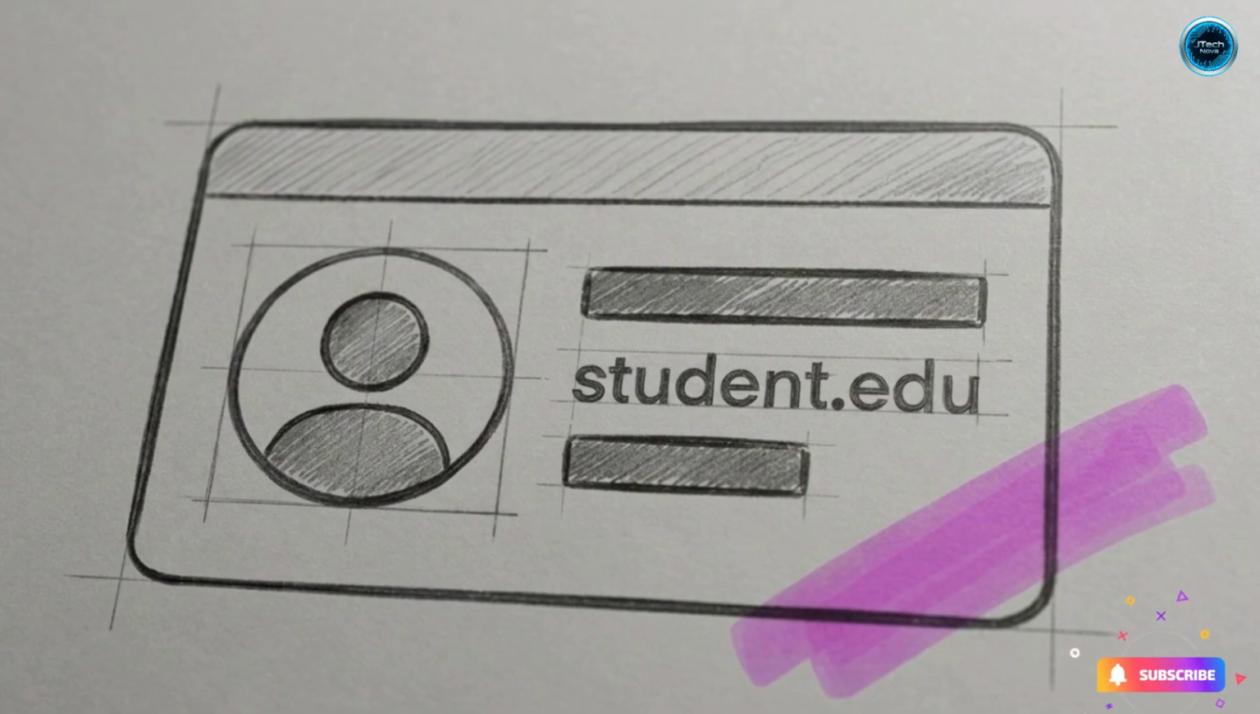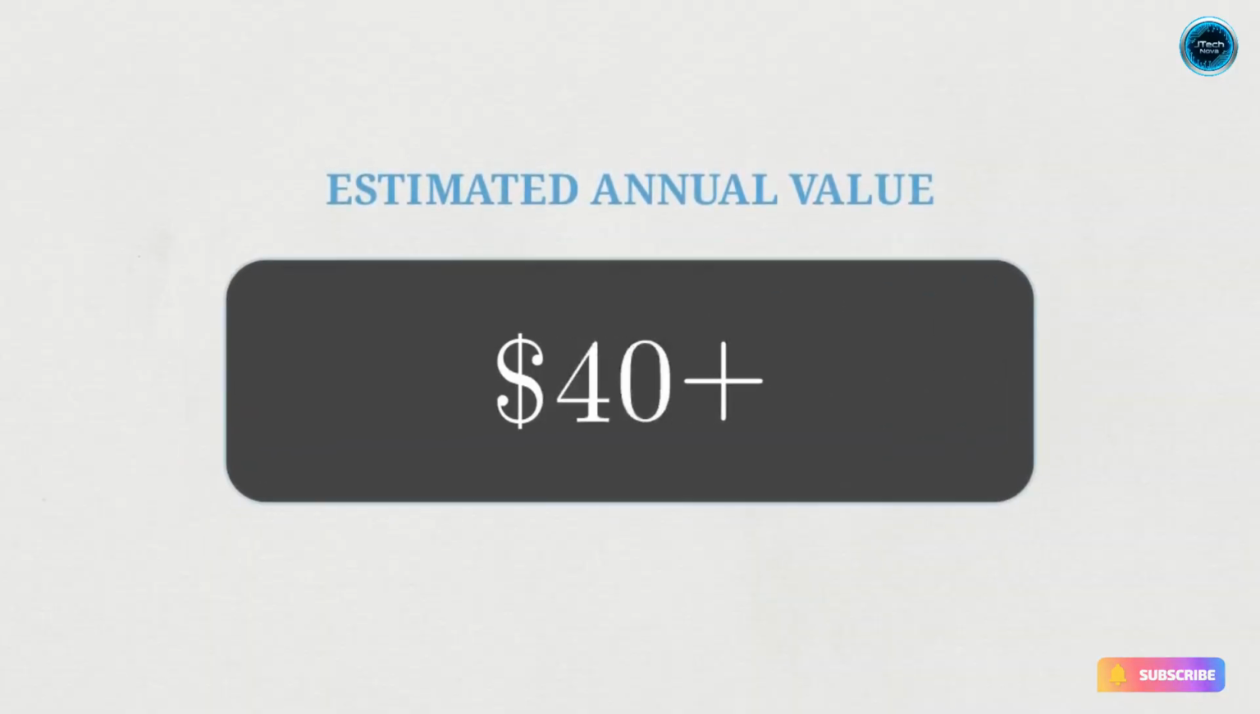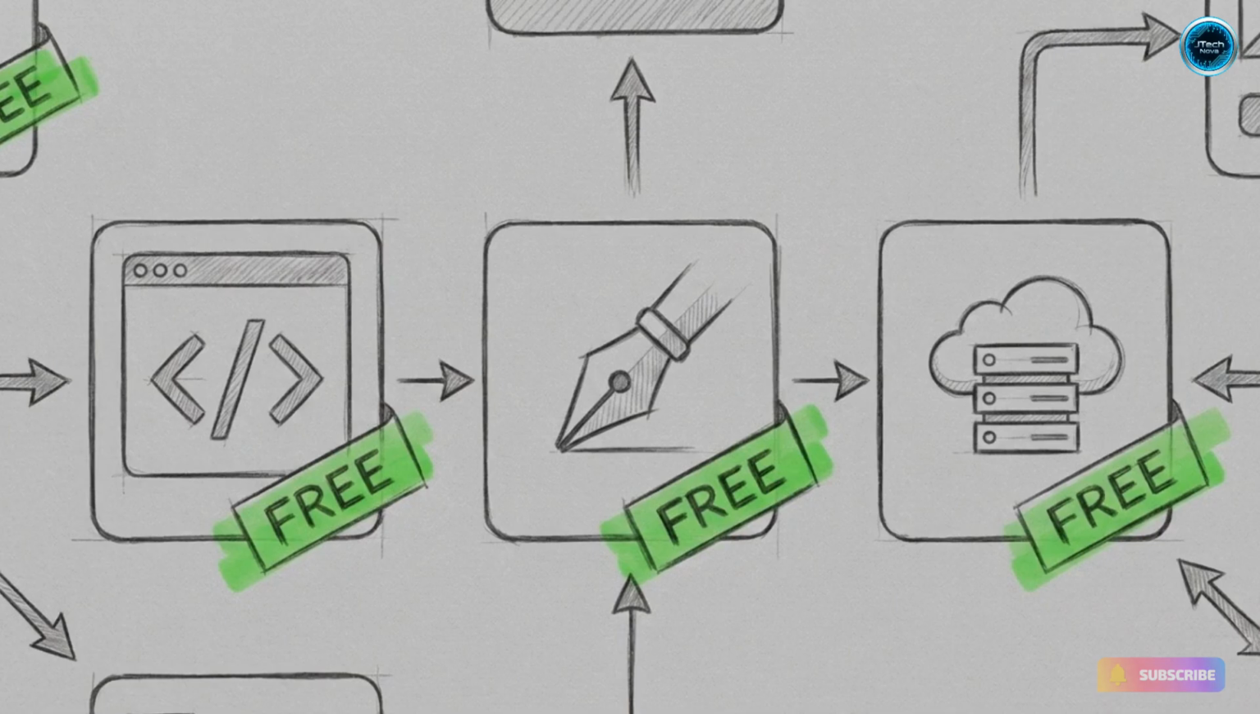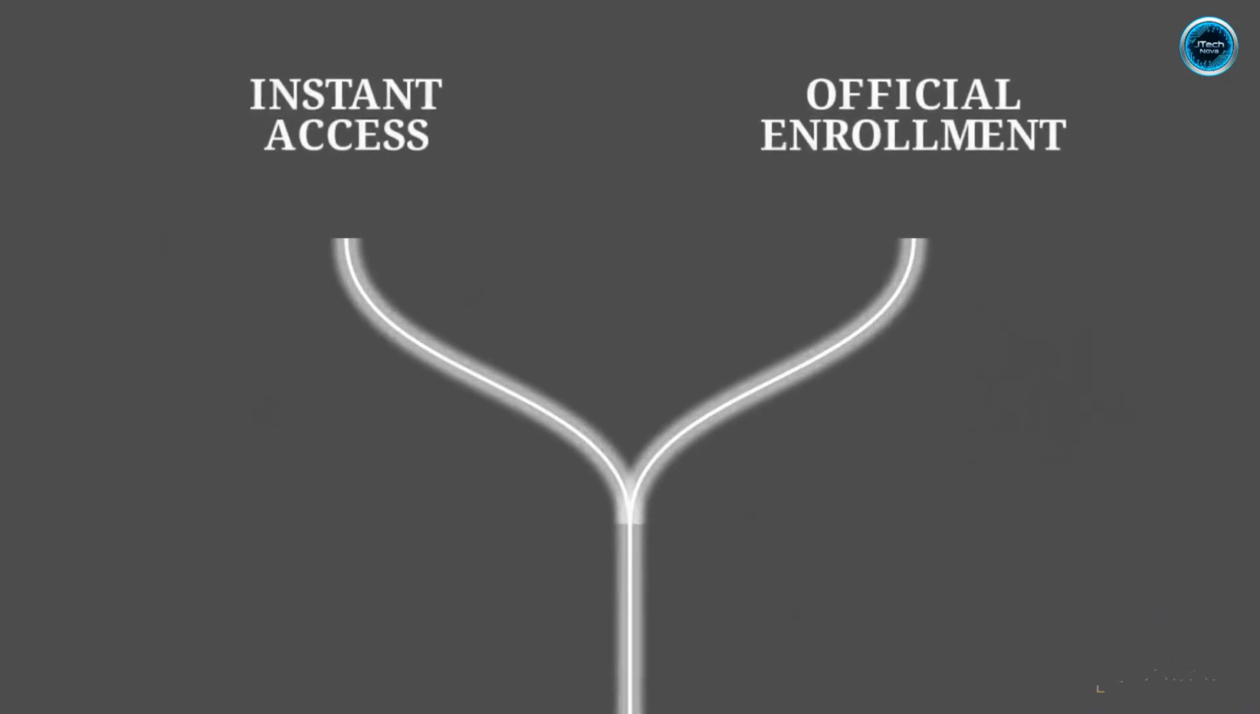A verified .edu email address serves as the primary credential across the tech ecosystem. Acquiring one properly unlocks over $2,000 in annual value, providing access to professional developer packs and premium software suites at deep discounts or no cost at all. Today, we are covering 2 specific ways to execute this.